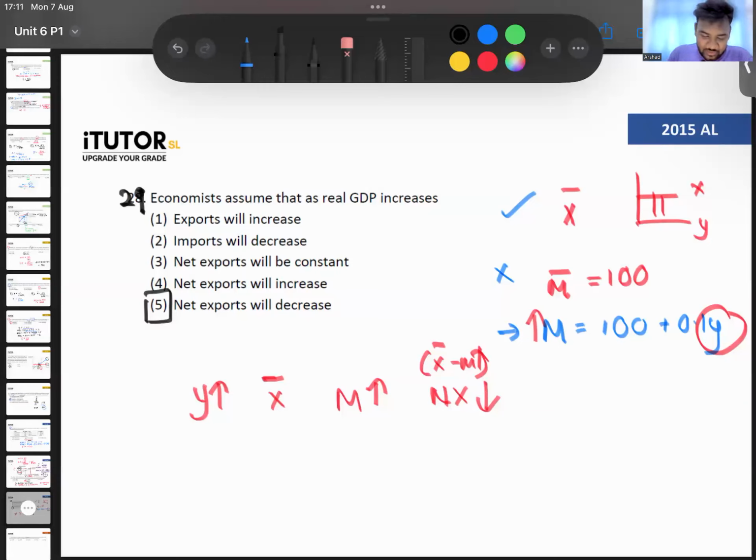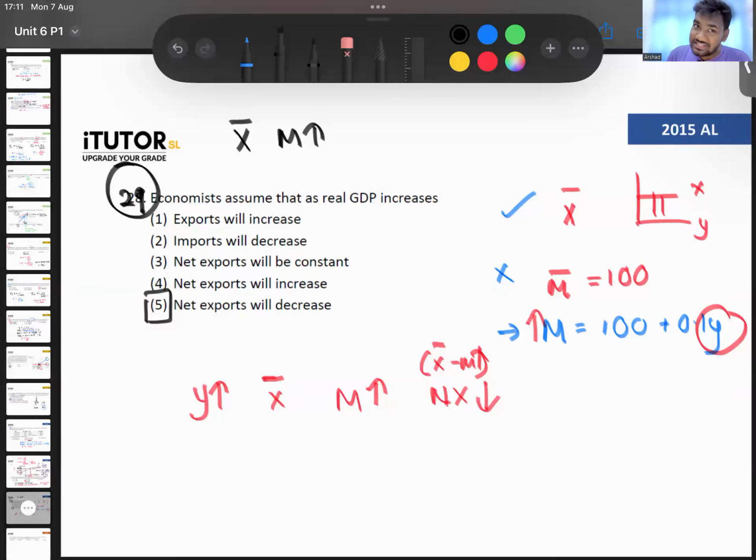Okay, right. So once again, quickly to summarize question number 29, since there were doubts. Remember, guys, as national income increases, as GDP increases, economists assume exports don't change. Exports are autonomous, doesn't depend on a country's income. But as GDP increases, we assume people will import more and more. When income increases, you will buy vehicles, mobile phones, laptops. So imports will increase. Exports won't change, imports will increase.